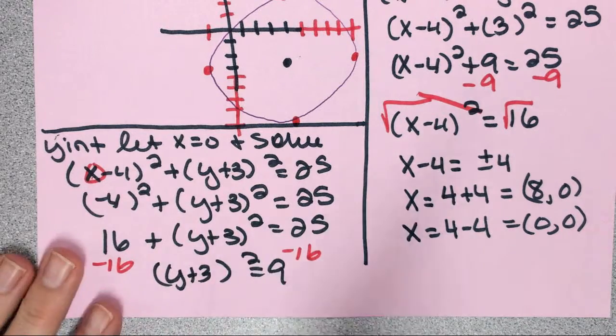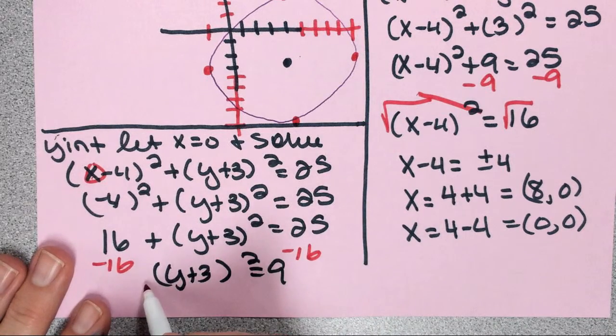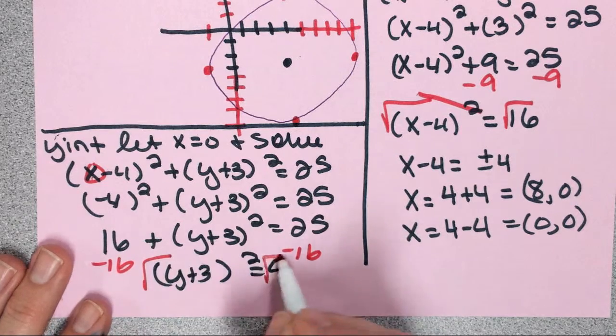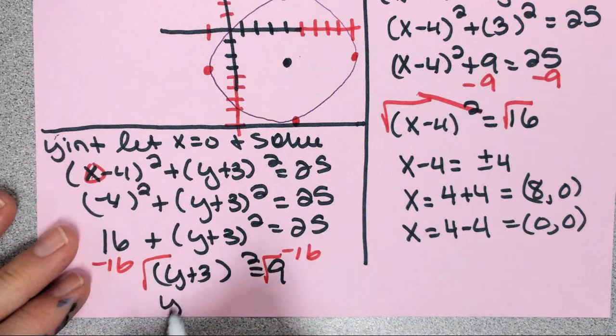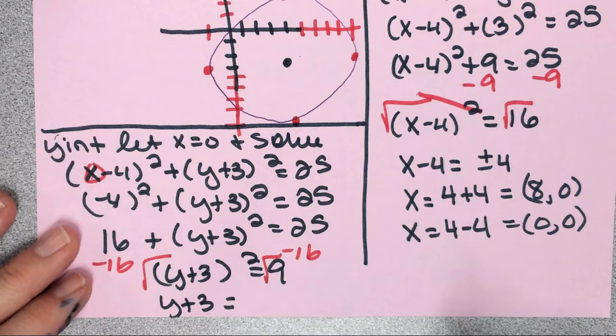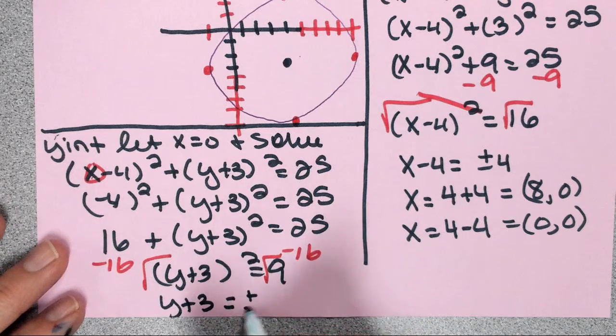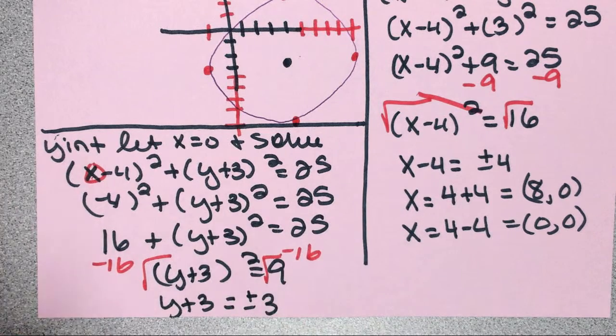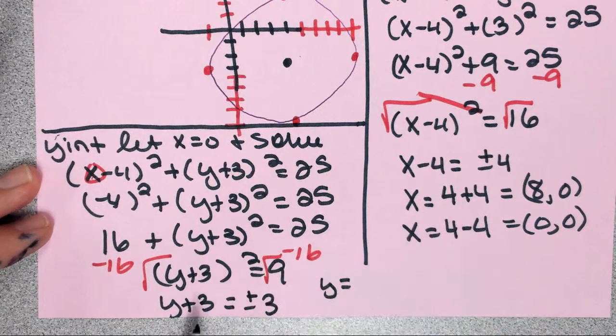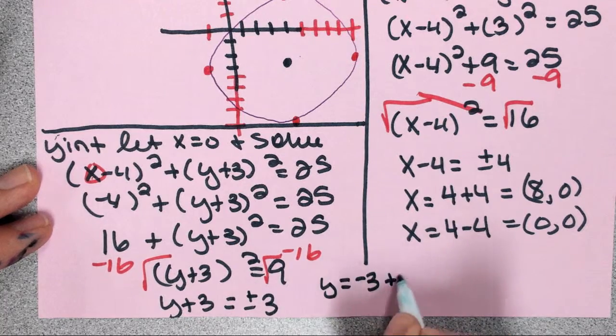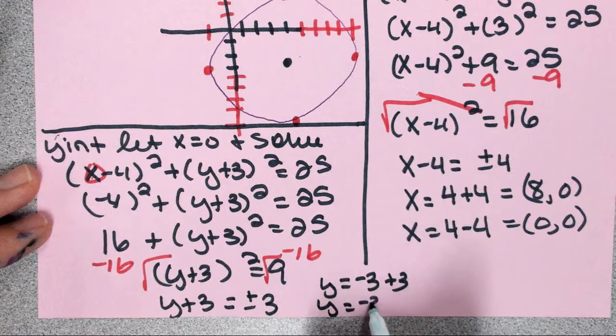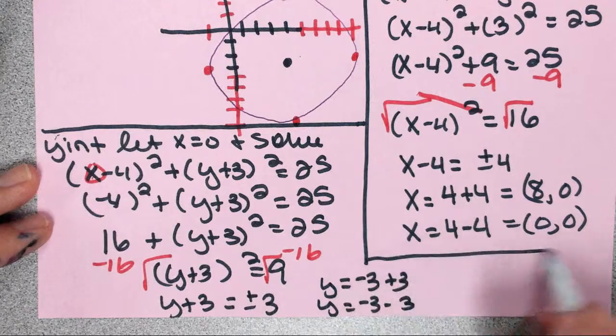Then what do you do? Square root. So we have y plus 3 equals, what's the square root of 9? There we go, plus or minus 3. So how many problems do we really have? 2. How do you get rid of a plus 3 right here? So you have negative 3 plus 3, and you have negative 3 minus 3.